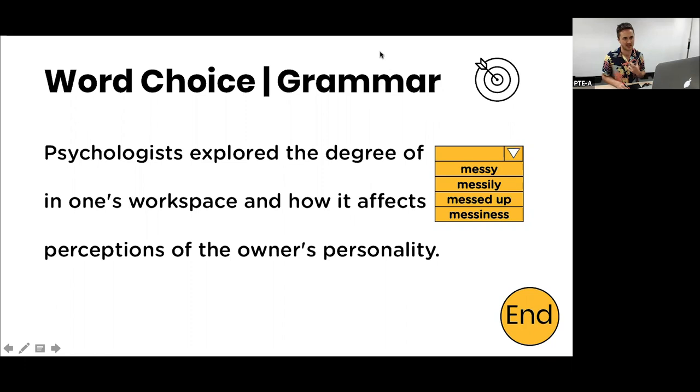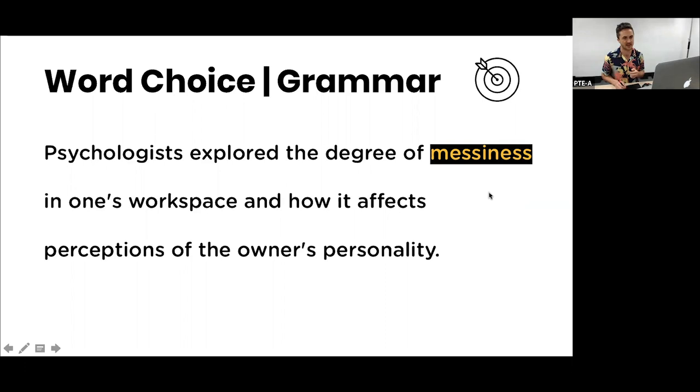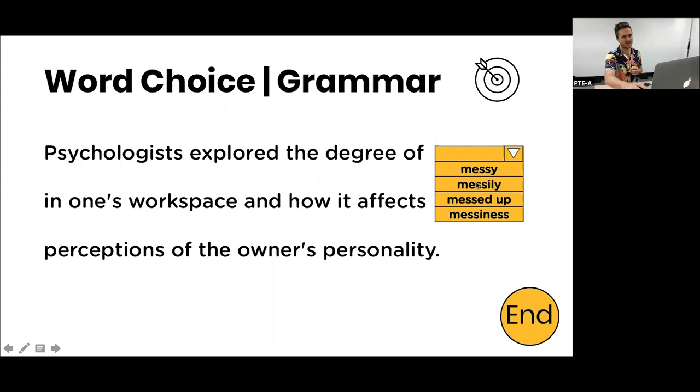Good, and you can get a sense for why this is contributing points to your writing score, because word choice is so critical, right? Messiness, degree of messiness. We need the noun form here, okay? You can't have a degree of messy, degree of messily, degree of messed up. No, we need ness on the end to make the noun.